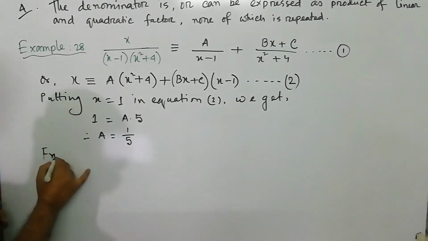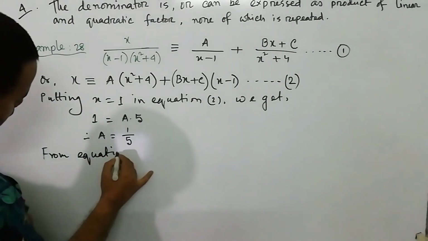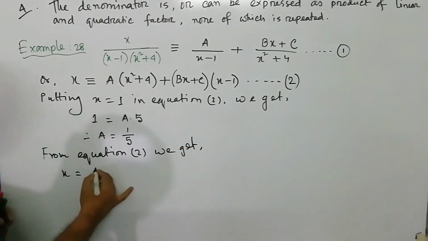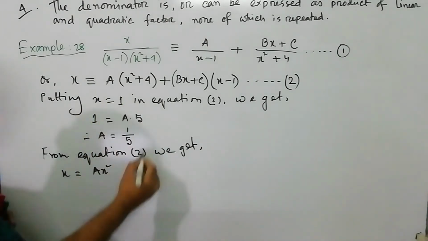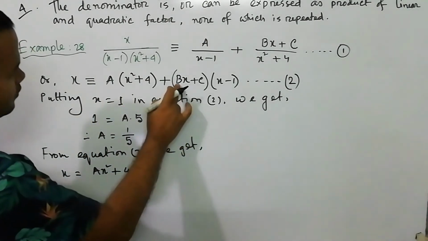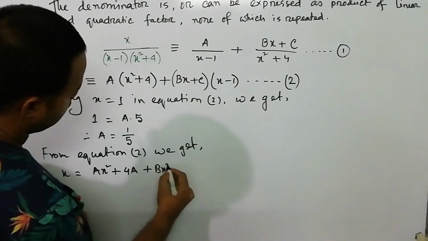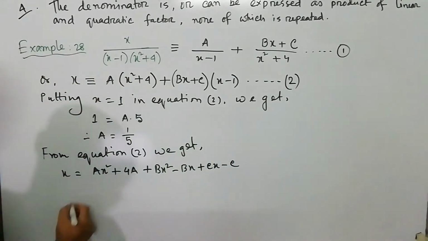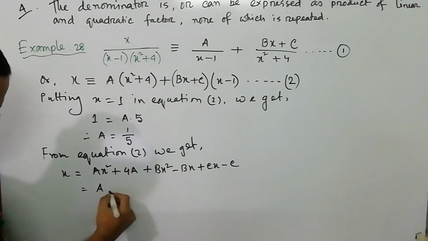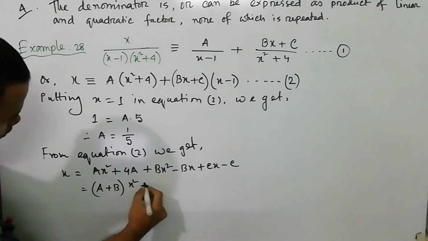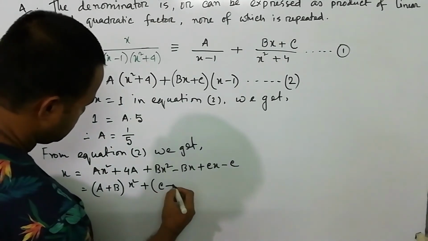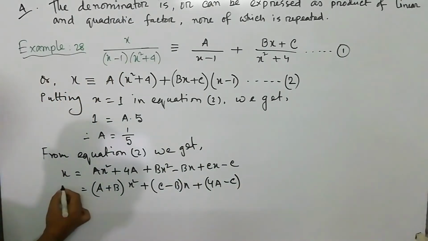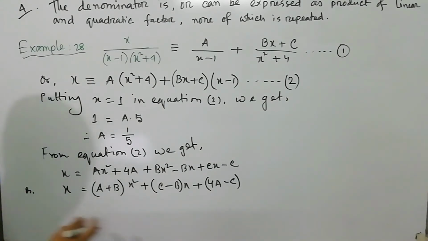Now from equation 2, we get x equals ax square plus 4a, plus, if we multiply this, bx square minus bx plus cx minus c. Now if we take x square common, then we have a plus b into x square, plus, if we take x common, c minus b into x, plus 4a minus c, and on the left side we have only x.